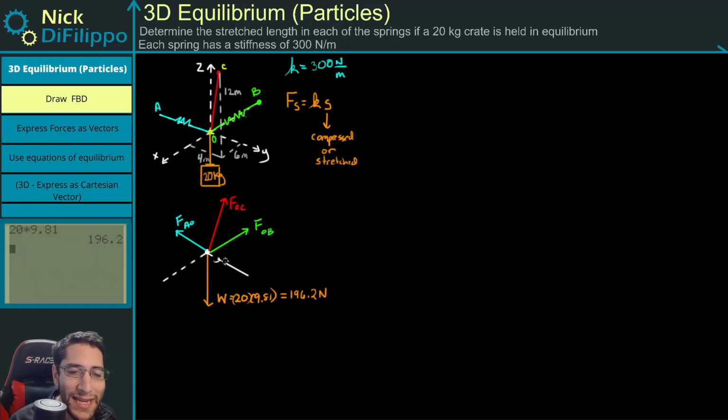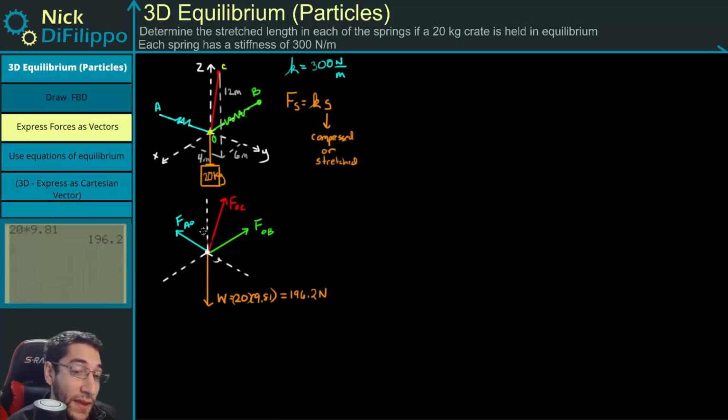We need to express each of these vectors as a Cartesian vector, and we're going to start with the easy ones. The easy ones are the weight, F_AO, and F_OB, because these are along one direction. We say our weight is equal to 196.2, and it's pointing in the minus z direction. If this is z, this is x, and this is y, it's pointing along this minus z direction. So it's minus 196.2 k.